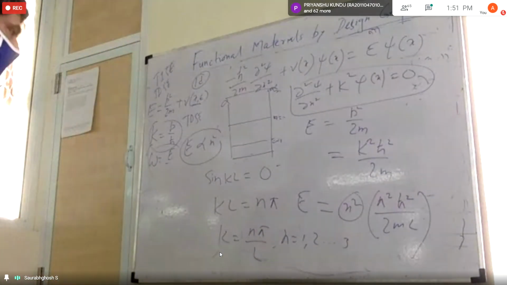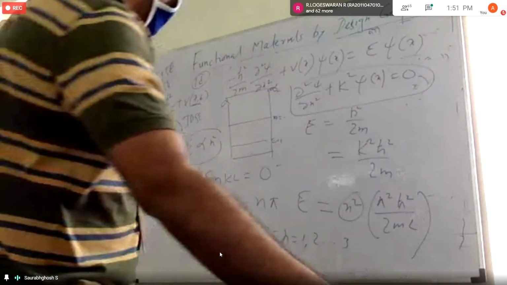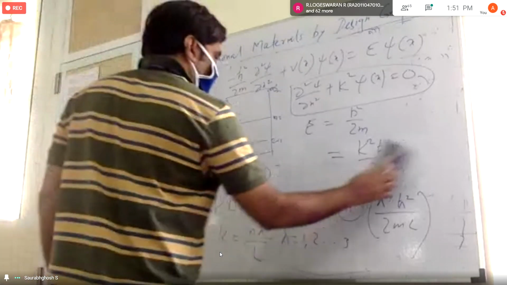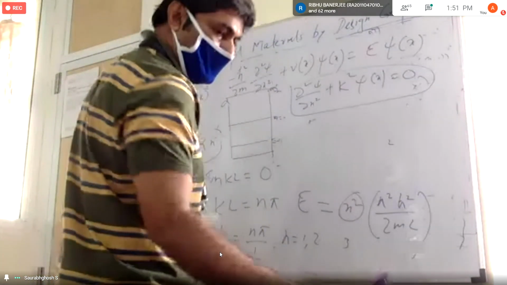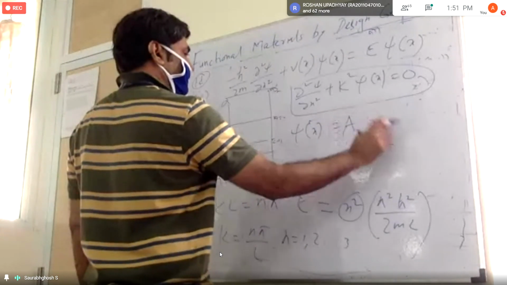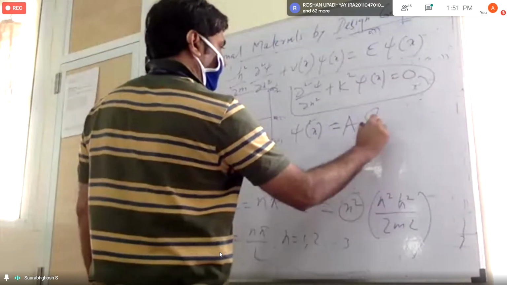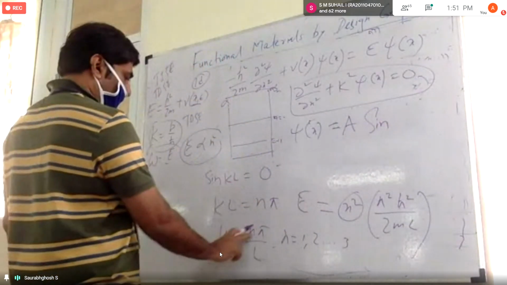Now, how to find out the solution then? So your solution psi(x) is now A sin kx, right? So sin kx means k is n pi by L.